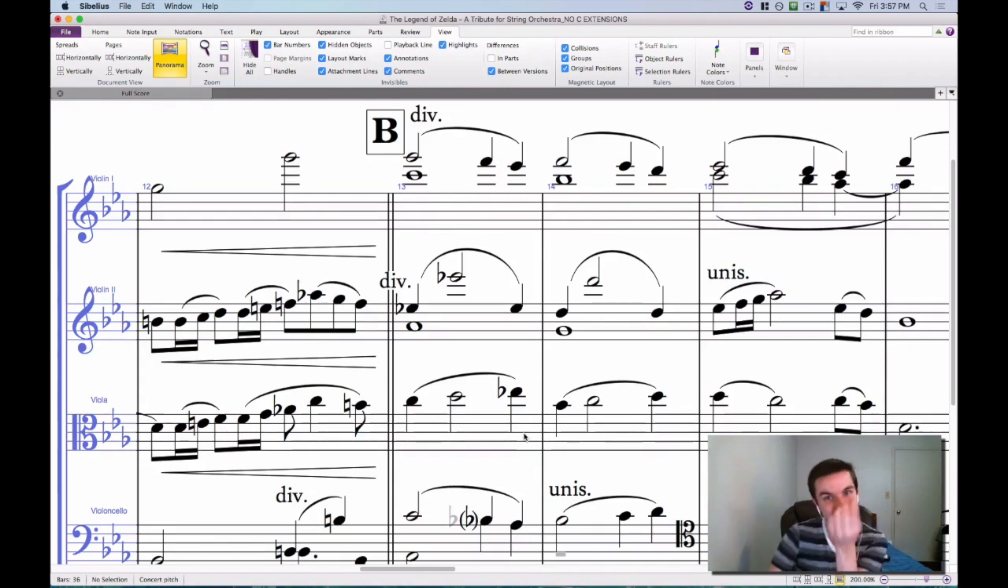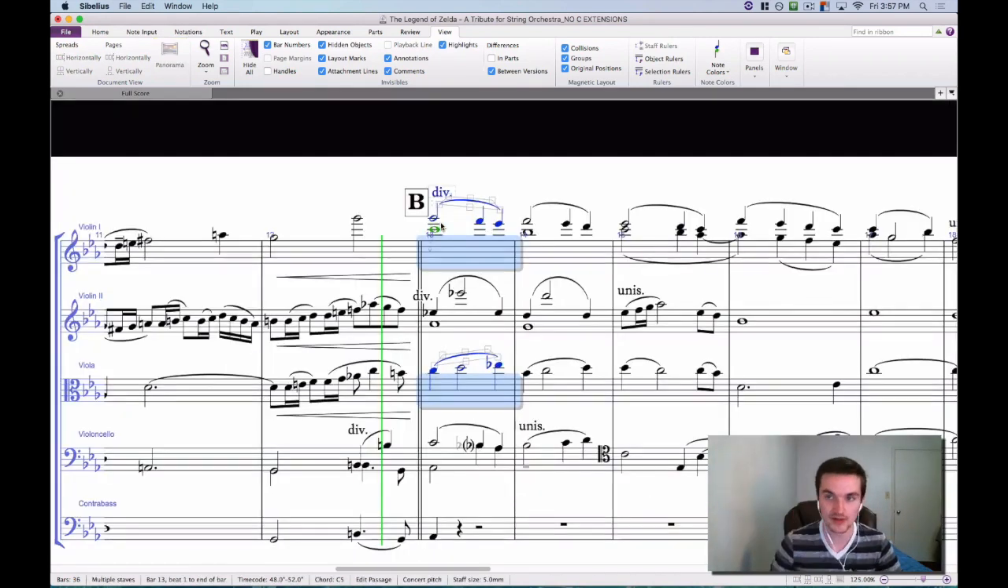They land on that note, which also makes it pop up in the texture by virtue of its doubling. So that sounds like this.